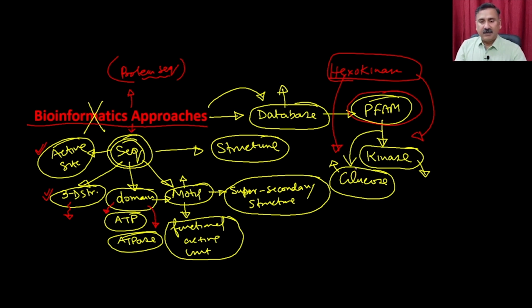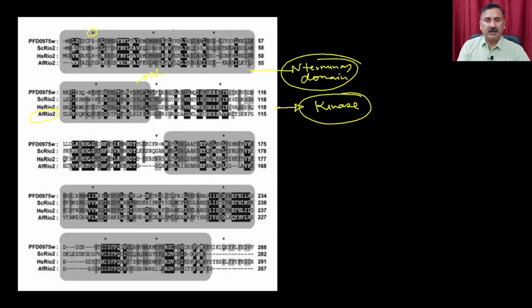Let's take a clear example. In this particular case, this is a hypothetical protein called PFD0975W. Okay, so this is a hypothetical protein from Plasmodium falciparum, right? And when you talk about a hypothetical protein, you don't know anything about this particular protein. But when we try to identify the homologous sequences from the database, what we found is that this first part, what you see here, is the N-terminal domain.